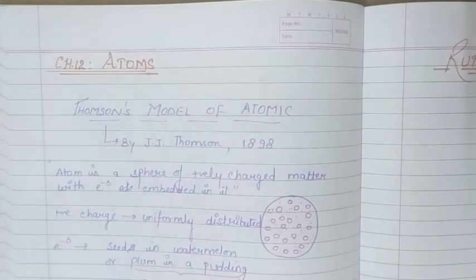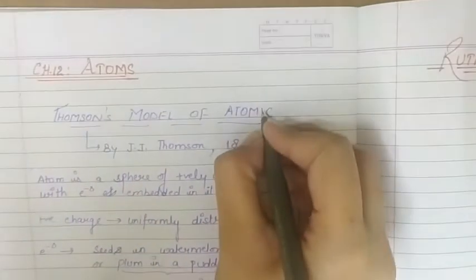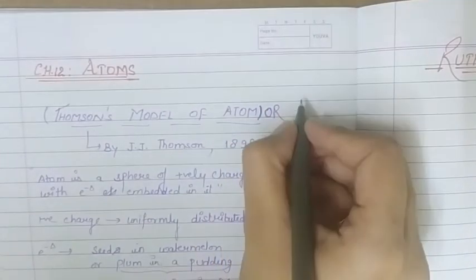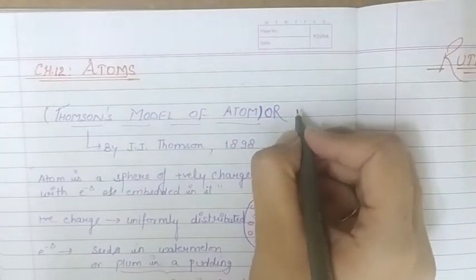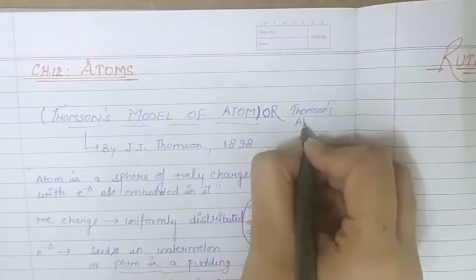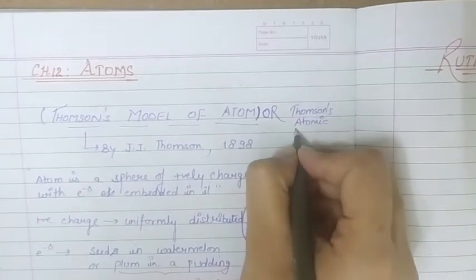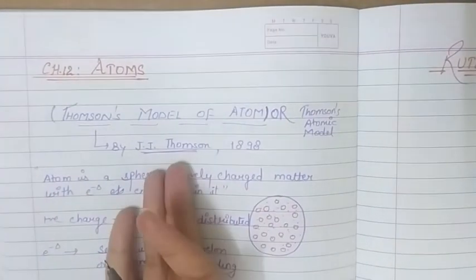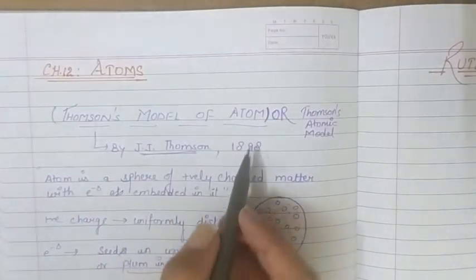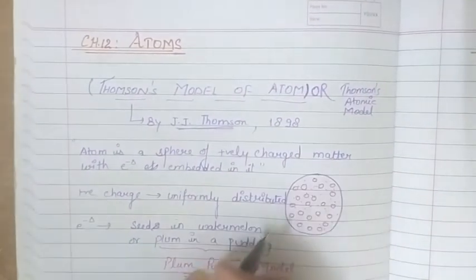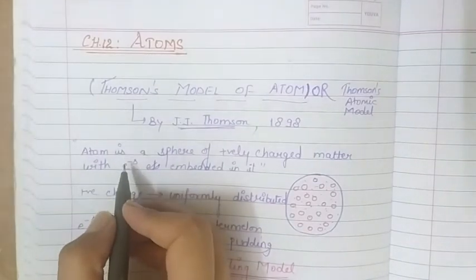nowadays. So the very first model that we have is Thomson's model of atom, or we can also write it as Thomson's atomic model, right? This is Thomson's atomic model. It was given by J.J. Thomson, and that's why we call it Thomson's model, in the year 1898. And according to him, atom has a structure that is spherical.